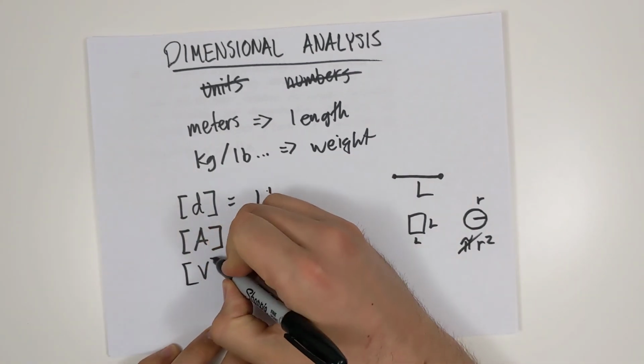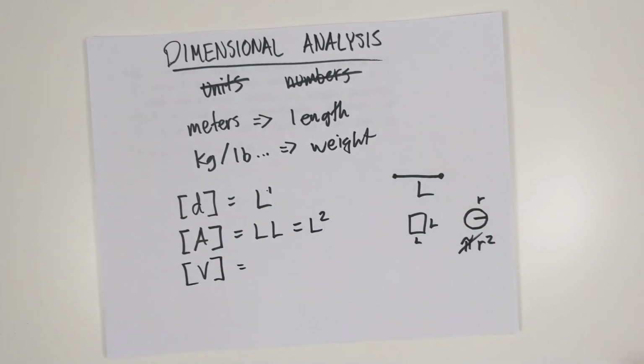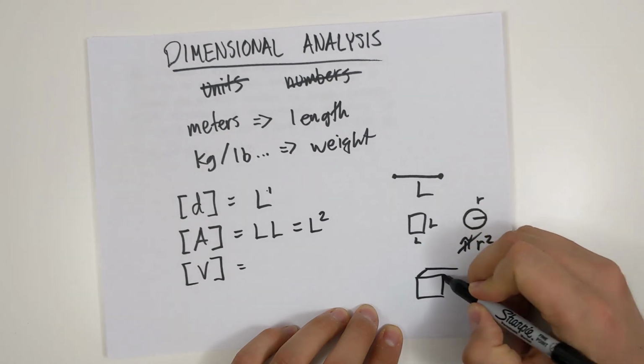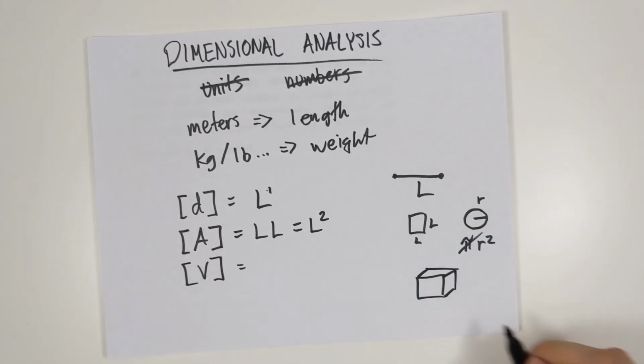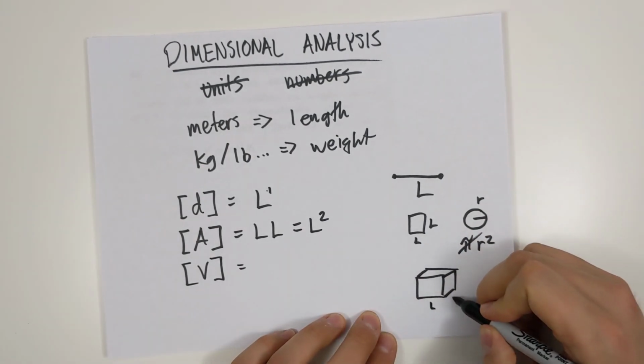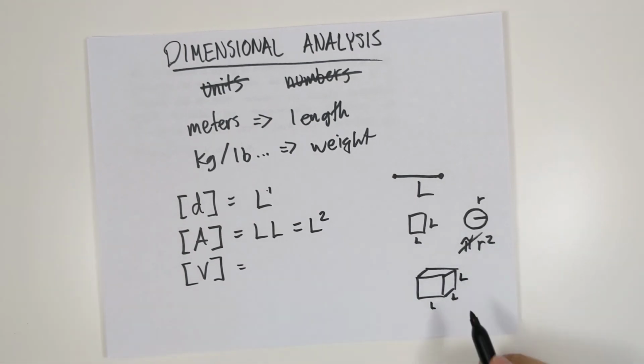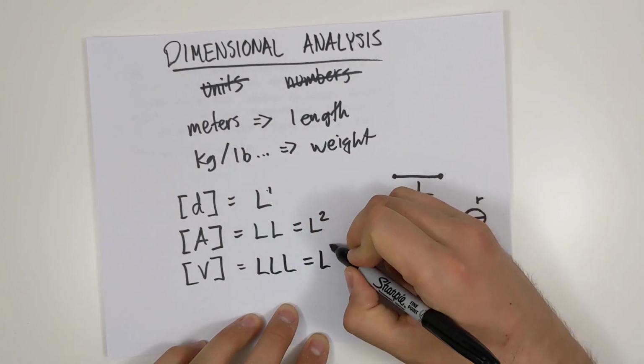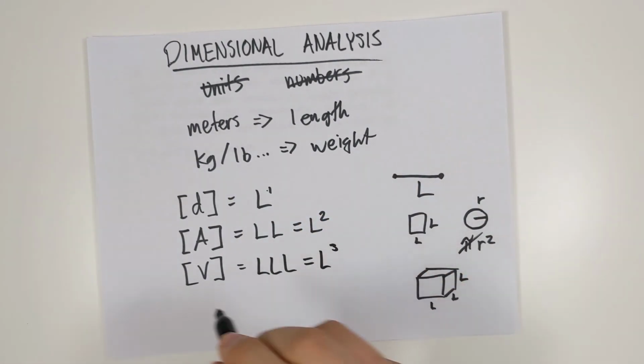If we go to volume, imagine I have a friend who's really into fish, and he always talks about how he's getting a bigger fish tank. So there's a fish tank. You know that's a length times a length times a length. Length, width, height, those are all lengths. So that's length, length, length, L cubed. So the dimensions of volume are length cubed.